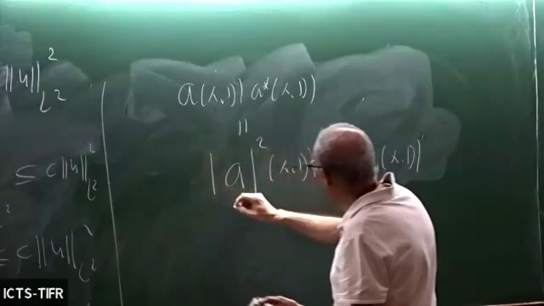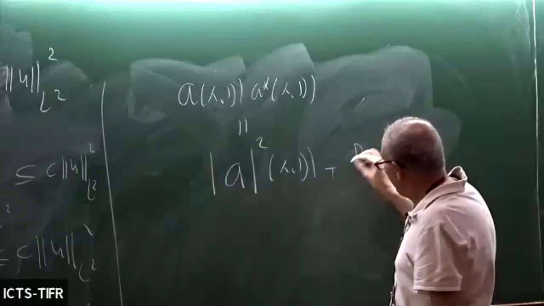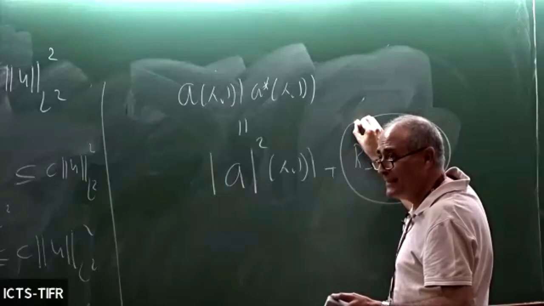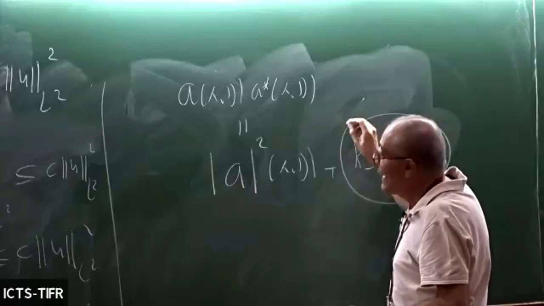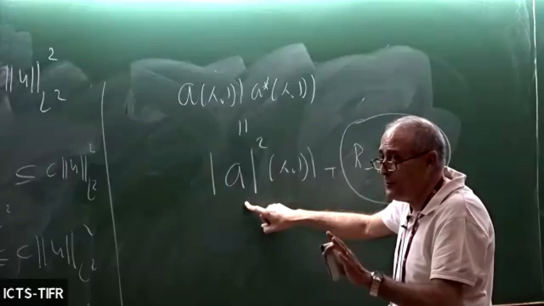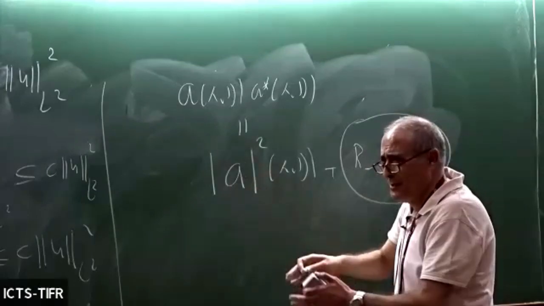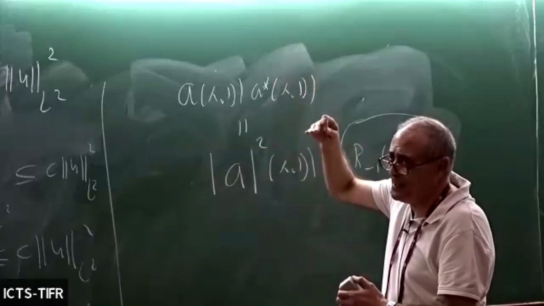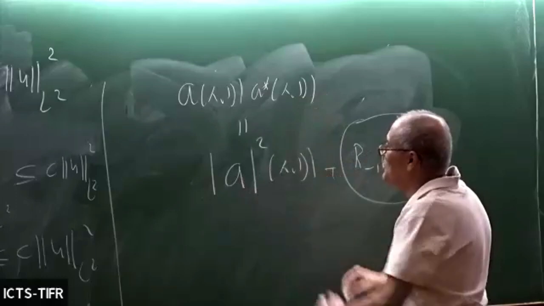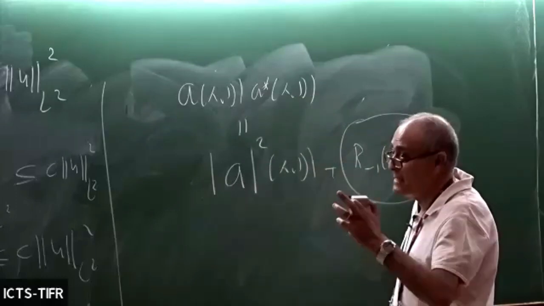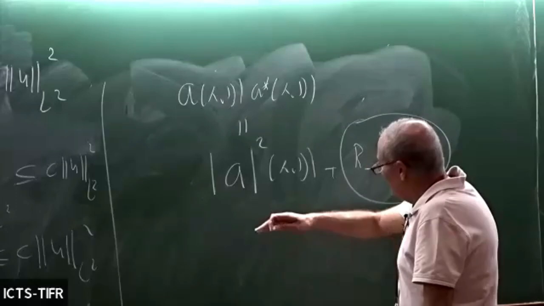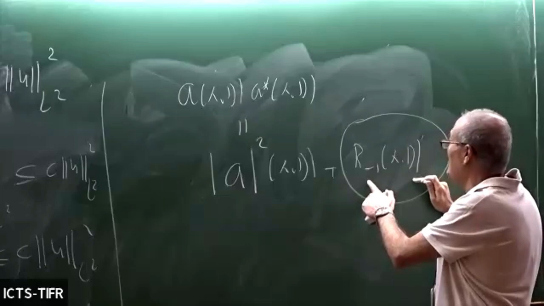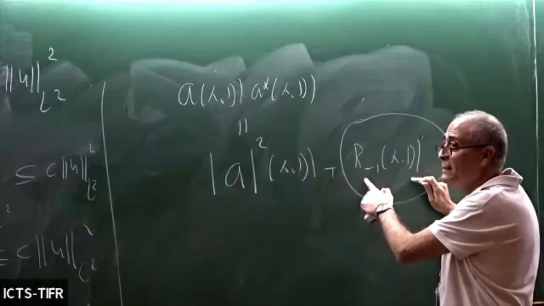So if we prove that this operator is bounded on L2, and this one will not be a problem because you can take some constant S, which is larger than the sup of A, because A is zero, so it is bounded. It will be bounded. And this one, you have to prove that this operator is bounded.